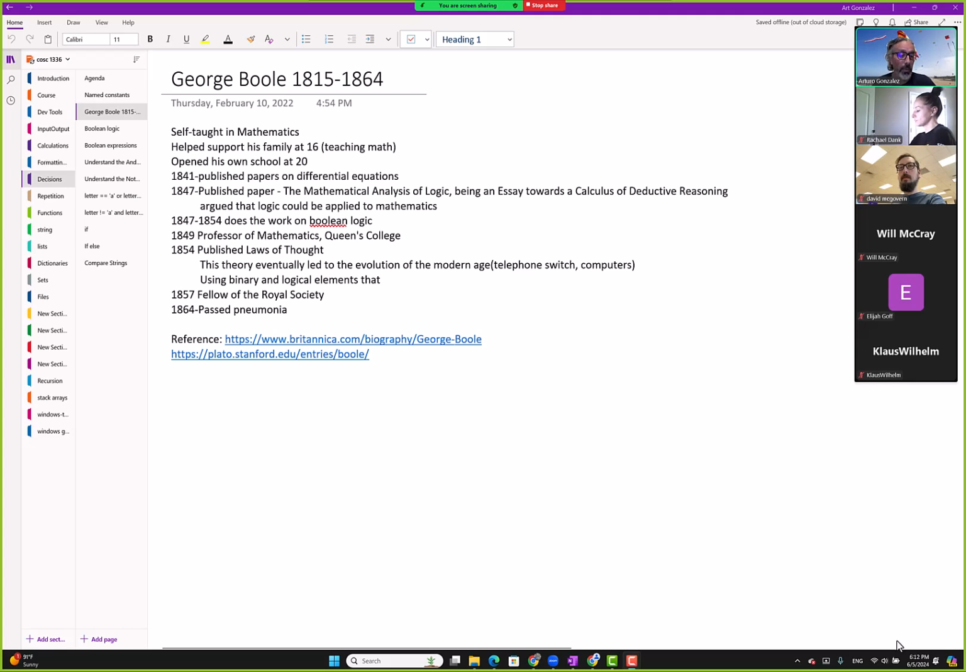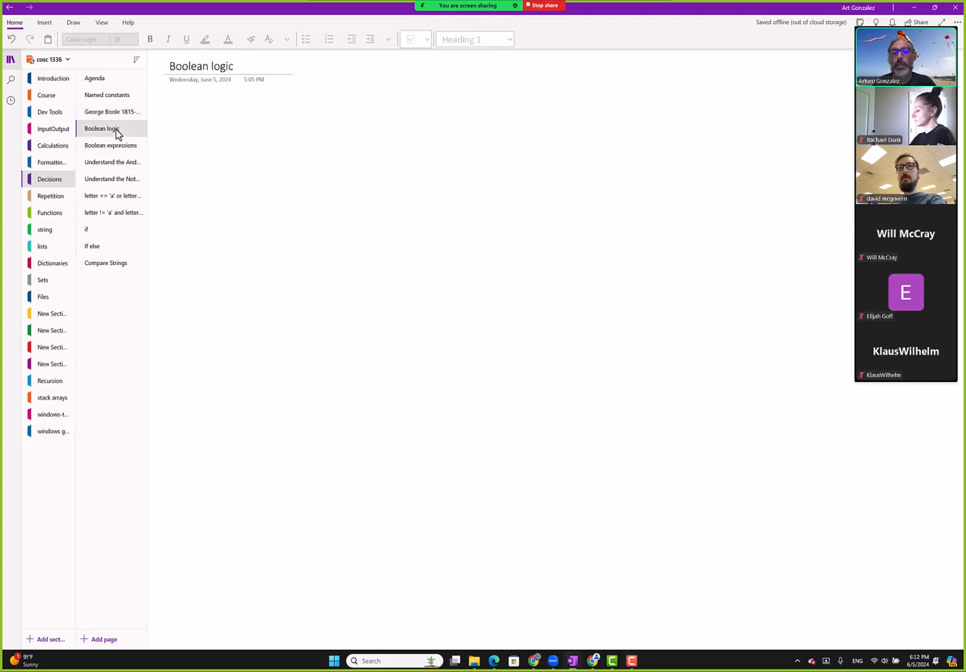Okay, so let's go on to his Boolean logic. And as I was saying, he had the idea that something could be on, or something could be off, or something could be true, and something could be false. Okay, and actually, it's a little bit more complicated than this, but that's the foundation for Boolean logic or Boolean algebra.